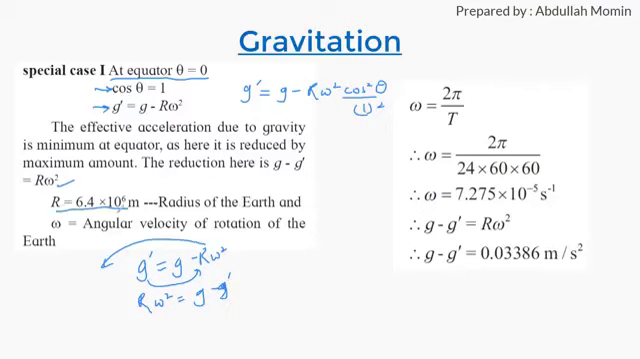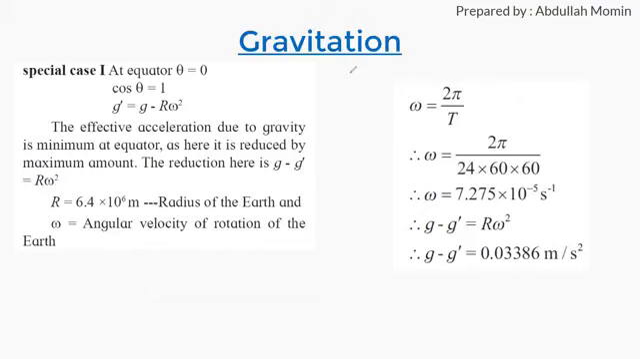The radius of the earth is constant, and the angular velocity can be written as 2 pi by T. T is the time period of rotation of the earth, that is 24 hours. If you convert it into seconds, it is 24 into 60 into 60 seconds. So we get angular velocity as 7.275 into 10 raised to minus 5 per second. So this is the effective acceleration due to gravity.